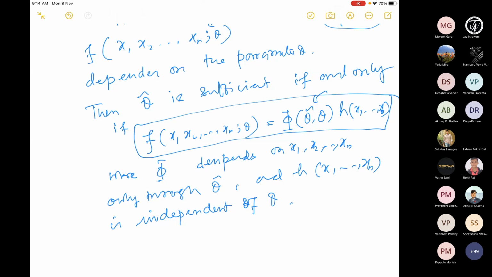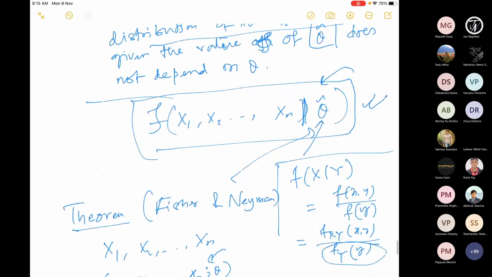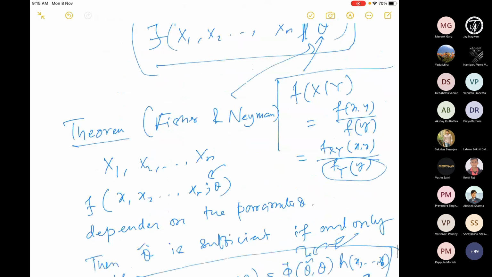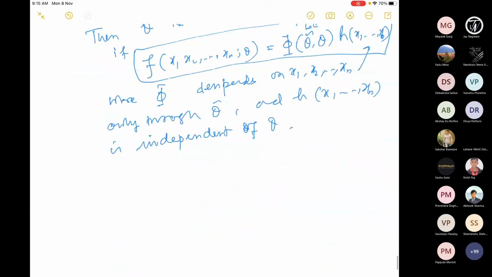So this is a product of two functions. One is a function of theta hat and theta. The other is a function of x1, x2, xn, and this function h is independent of theta. Then this theta hat is a sufficient statistic. Okay, so then it will imply, I'm not proving this, that this conditional distribution is independent of theta. Let me just show you an example.